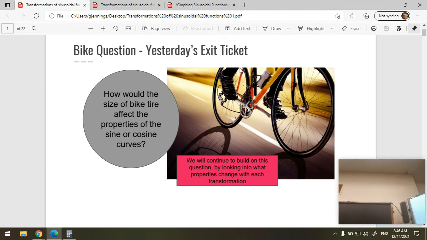If we had a little bike tire like this, the pebble would come up and go down and come up and go down like that. But if we had a great big bike tire, it could come up and come down. The amplitude is going to be bigger. So the maximum is bigger, the amplitude is bigger.